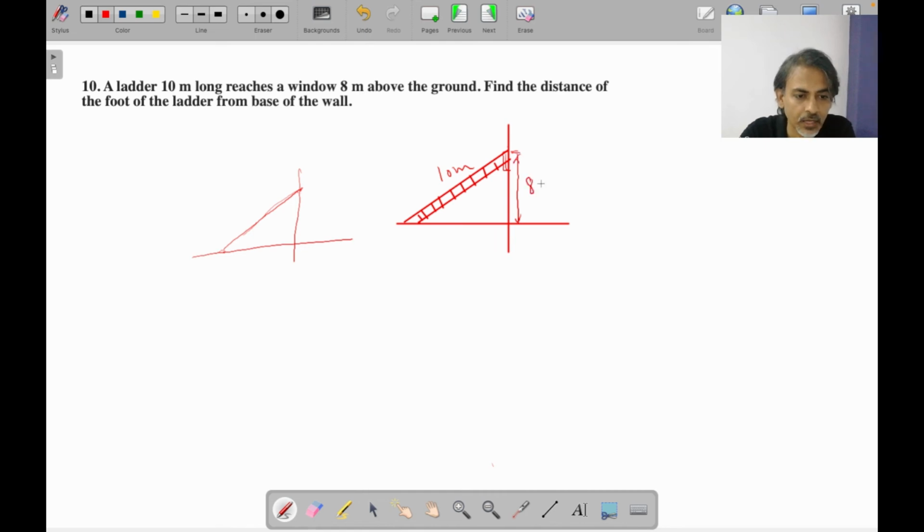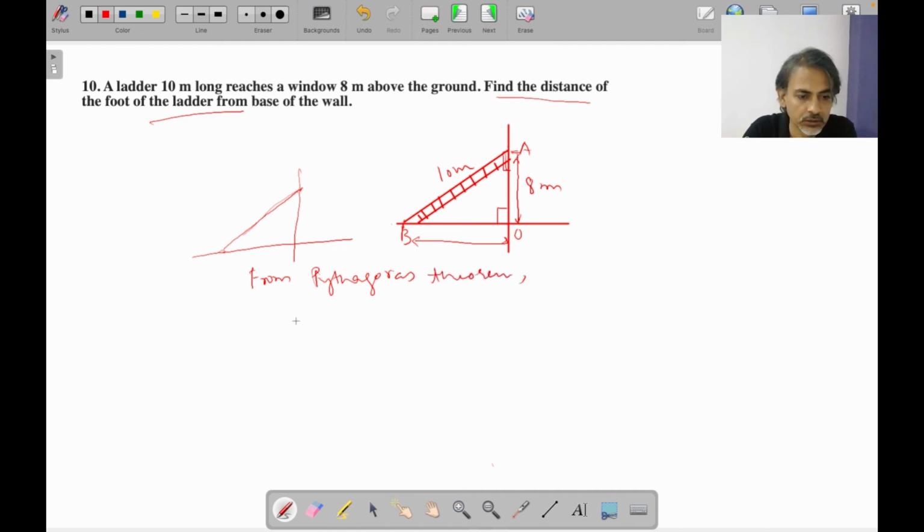What we need to find is the distance of the foot of the ladder from the base of the wall. So we have to find this length. If this is O, this is my A, this is my B, then what we need to find is OB. We can see that this is a right angle triangle. Your walls are generally at right angle, if you look at your walls, right? So again here we just have to use the Pythagoras theorem. From Pythagoras theorem, we have to write the Pythagoras theorem.